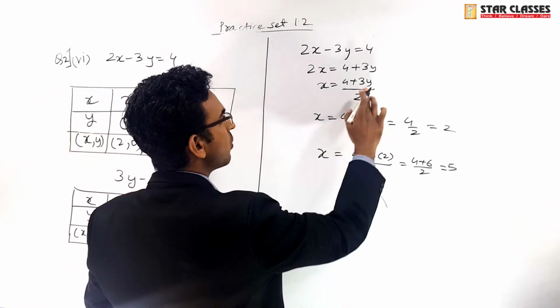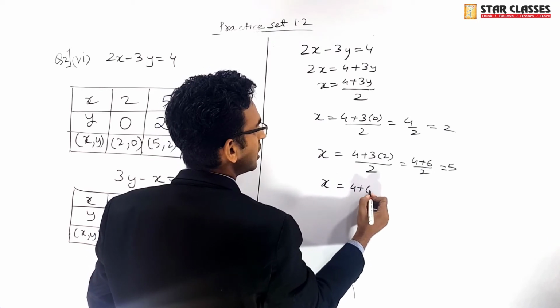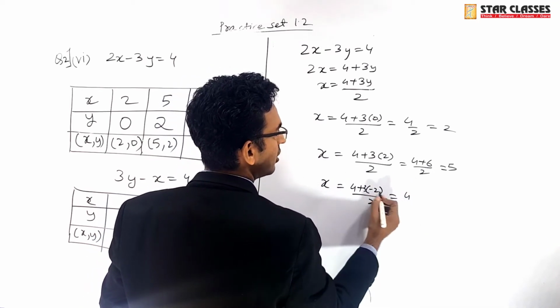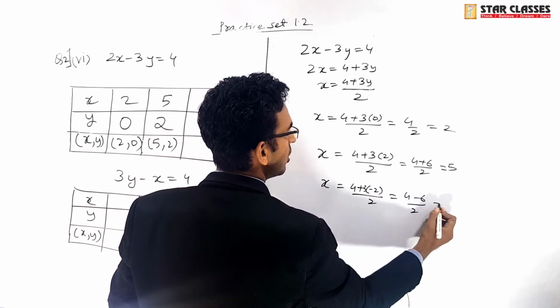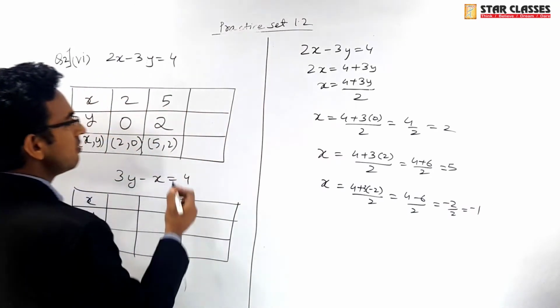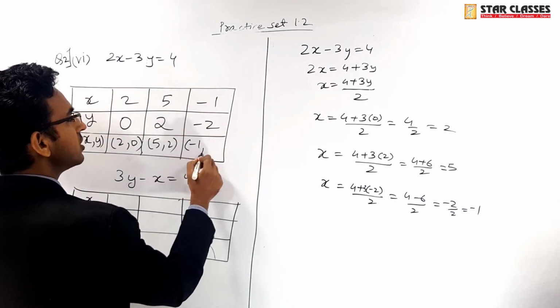I can also take y as minus 2. So this will become x equal to 4 plus 3 into minus 2 upon 2, that is 4 plus 3 into minus 2, which is minus 6, upon 2. 4 minus 6 is minus 2. Minus 2 upon 2 is minus 1. So I have taken y as minus 2, so x will become minus 1. This will become minus 1, minus 2.